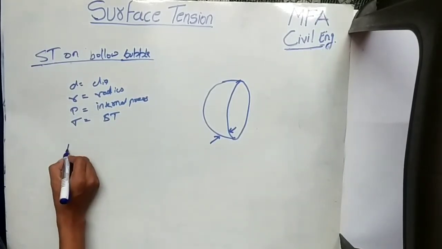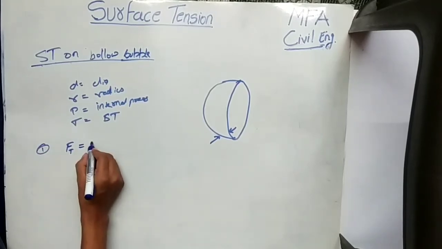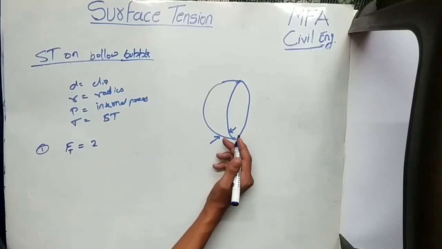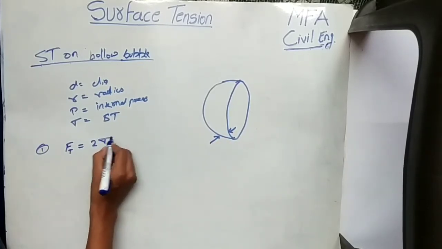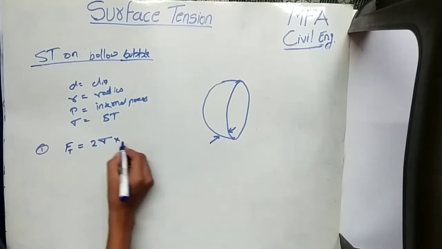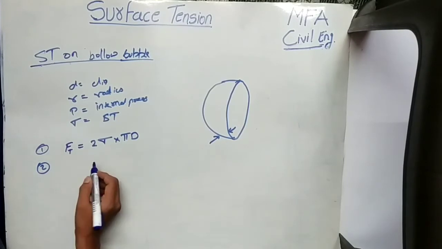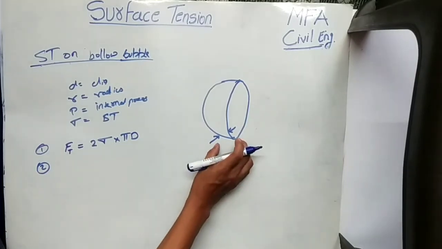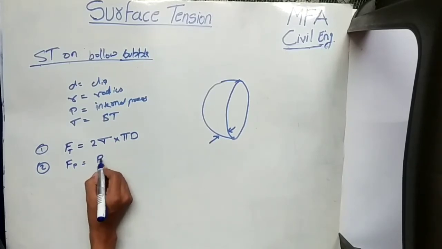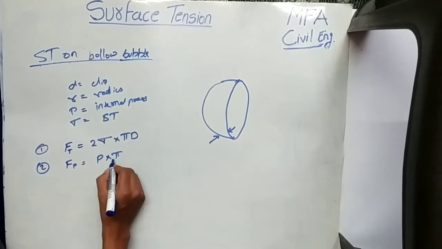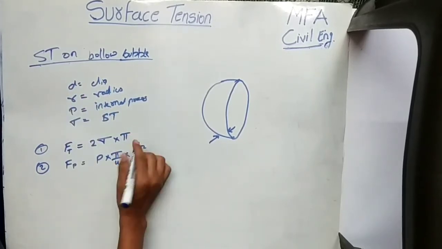Now the force due to surface tension is equal to 2 times, because there are two surfaces, one inside and the second outside: 2 into surface tension into perimeter, which is pi into diameter. Second, the internal pressure acting on this hollow bubble gives a pressure force equal to pressure into the area of the bubble, that is pi by 4 into diameter squared. This is the small diameter.